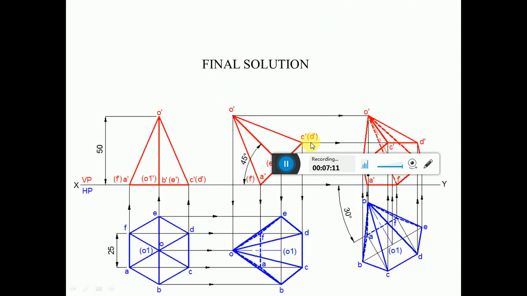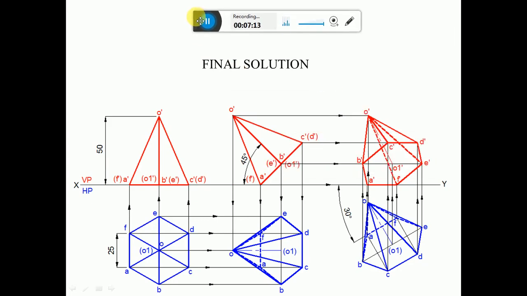So we want to check whether this problem is right or wrong. You can see here, a hexagonal pyramid of 25 mm sides of base and axis length 50 mm rests on one of its edges of the base, which is inclined to VP at 30 degrees, and the axis of the pyramid is inclined at 45 degrees to HP. So it is satisfying all the conditions of the problem, and hence your problem is right.